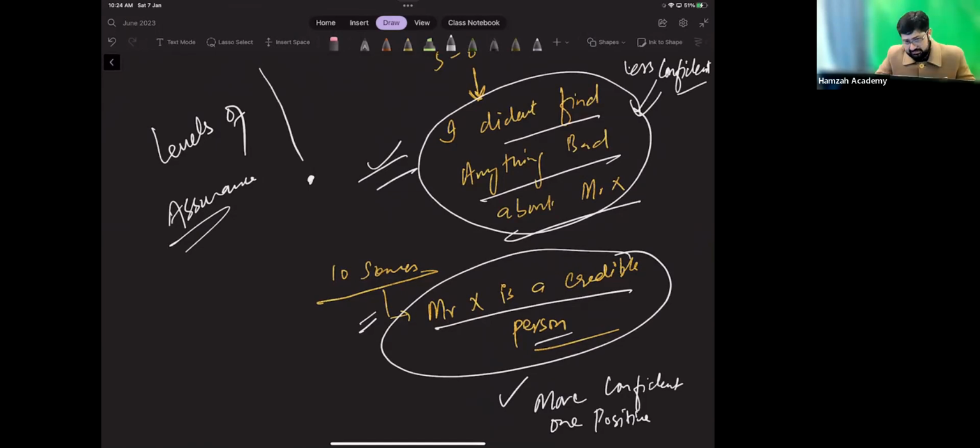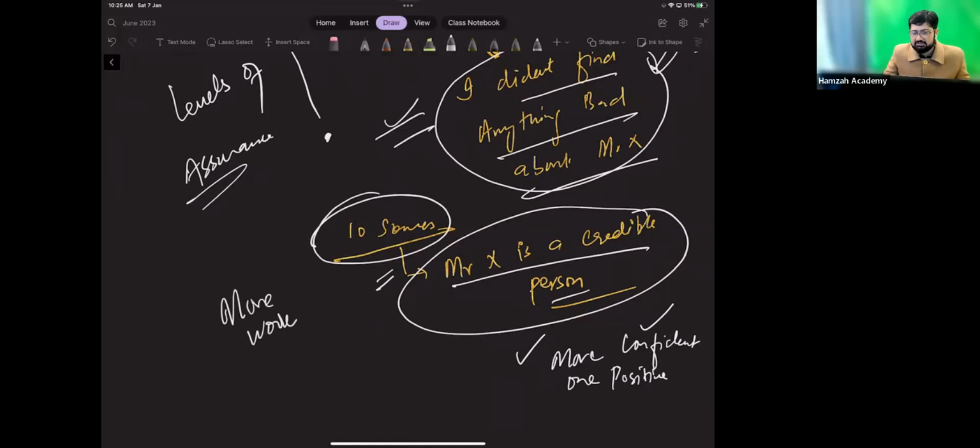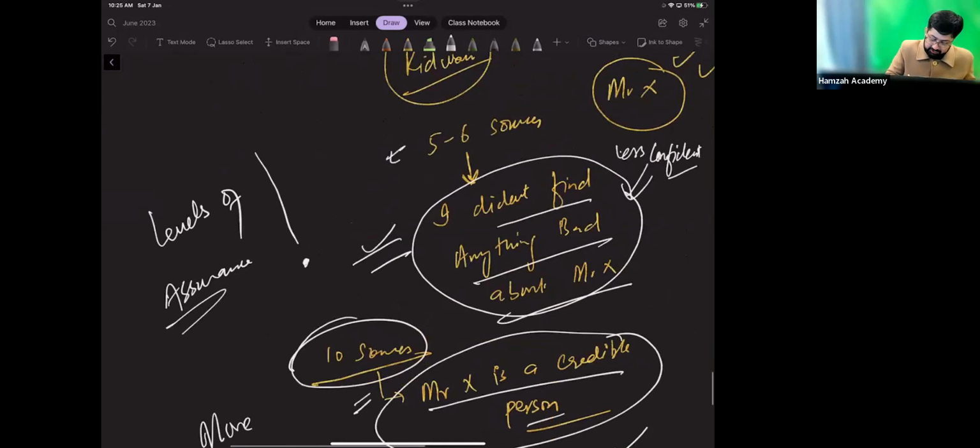What is the reason for this less confidence? And what is the reason here for higher confidence? The work they have performed. Here he has got more information, more sources, more work done, a higher level of work, more amount of work. And here, less amount of work. Then confidence is low.